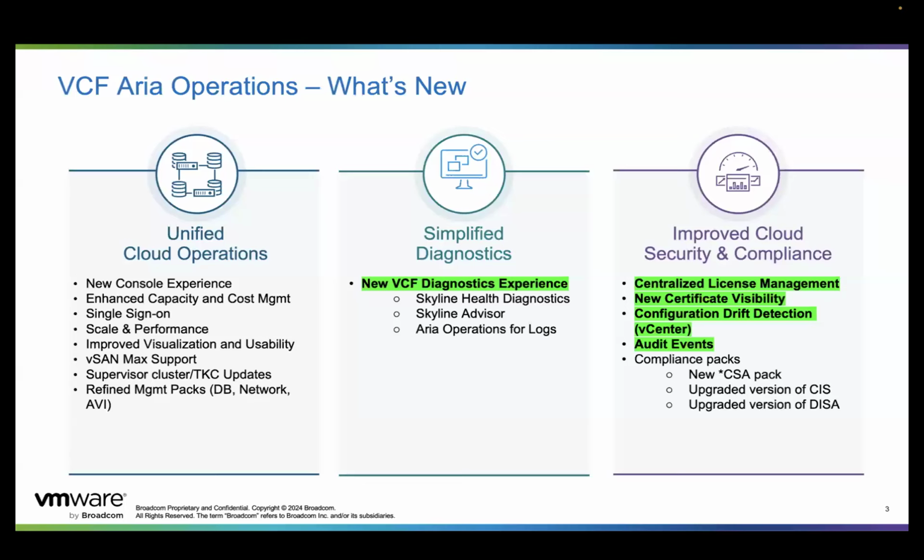And speaking of which, here are the different pieces and parts that we delivered with VCF 5.2. We love putting things into buckets, makes it easier for us to talk about it. And the first one is that unified cloud operations story. Being able to say, look, what do you need to do from a cloud admin standpoint to be able to monitor, troubleshoot, administer, manage, etc., the entire VCF cloud? Can we do that all in one place?